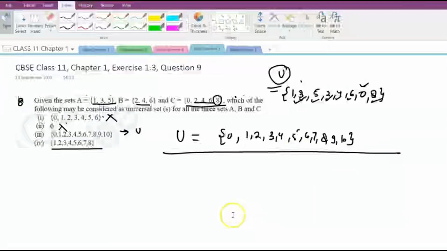So this concludes our exercise 1.3 of your class 11, chapter 1. Hope this helped you understand how to work with subsets. There were some great questions.